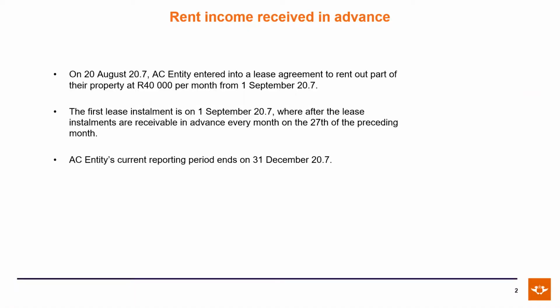Now let's look at the example. On 20th of August 2007, AC Entity entered into a lease agreement to rent out part of their property at 40,000 per month as from 1st of September 2007. The first lease installment is on 1st of September, whereafter the lease installments are receivable in advance every month on the 27th of the preceding month. AC Entity's current reporting period ends on 31st of December.